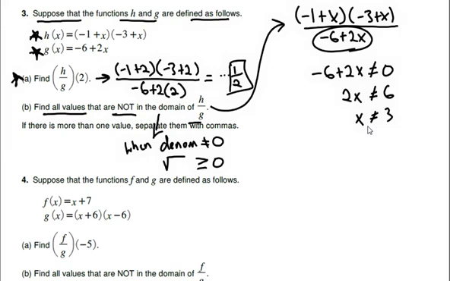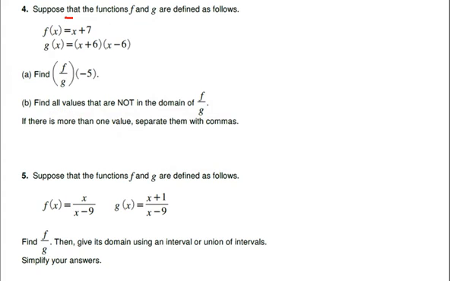Another way of thinking about it is we could say that x equals 3 is the situation that is not allowed. So whichever way you want to put it, they're asking us to find the values that are not in the domain, and so the value 3 is not in the domain. All right, that's great.